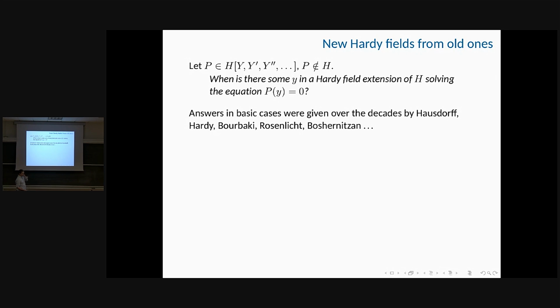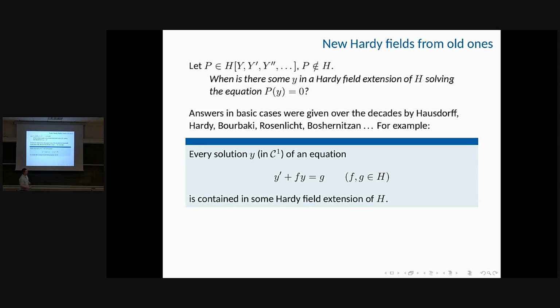So names to mention here are Hausdorff and Hardy in the early days, and then Bourbaki after World War II, and then in the 70s and 80s, Rosenlicht and Bojanitsyn did a lot of work on these issues. So here's one example of a theorem that one can prove. What's the easiest kind of differential equation that you might want to consider? Well, order one linear differential equation. You look at the equation y prime plus fy equals g. F and g are my given functions in a Hardy field H. And then it turns out that any solution to this equation is actually contained in a Hardy field that contains the given Hardy field H.